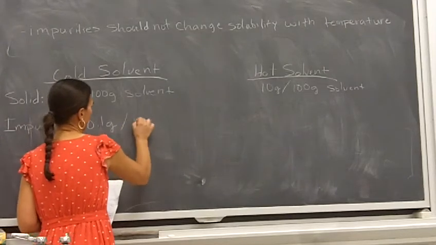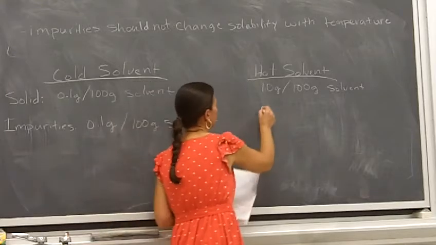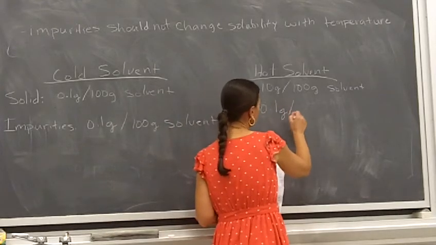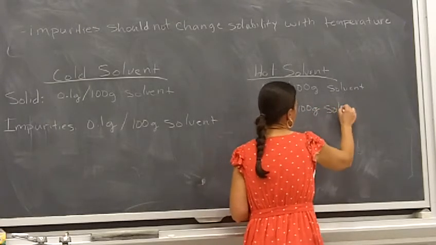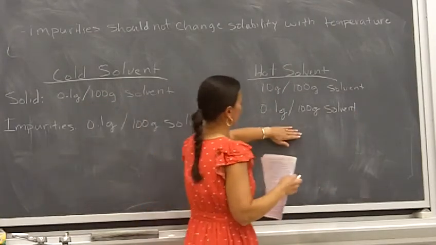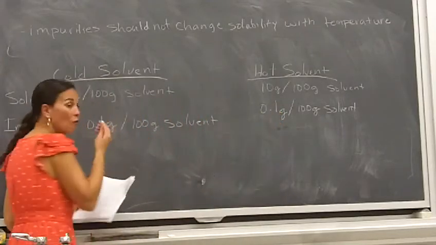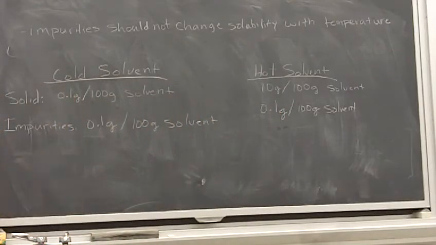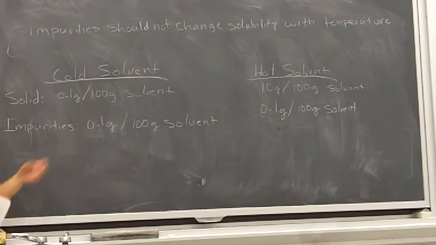0.1 gram solubility per 100 grams of solvent. Same thing over here in hot solvent, 0.1 grams soluble in 100 grams of cold solvent, the same solubility in hot solvent. Which doesn't look like really great solubility, but hopefully, ideally, your solid is not all impurities, otherwise we've got other issues. Ideally, there's a little bit of impurities, and this is enough solubility to get rid of them.